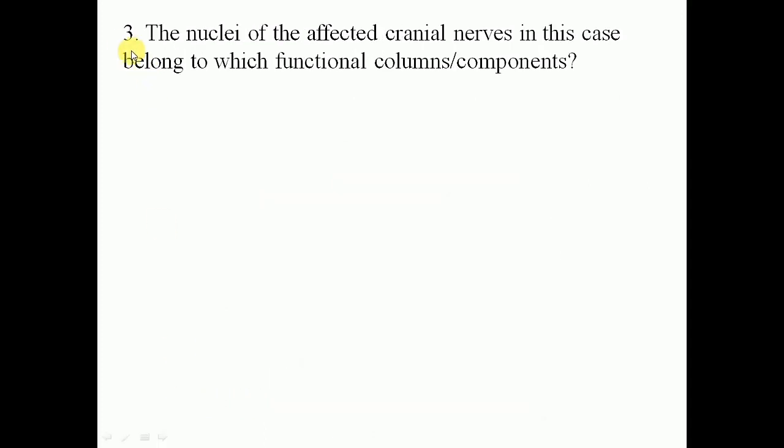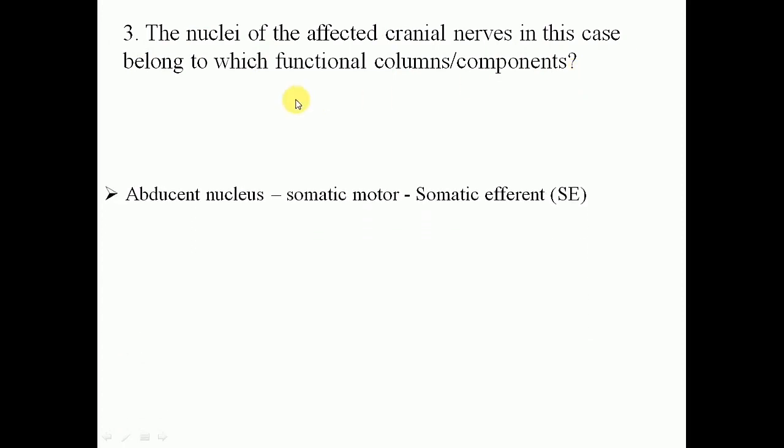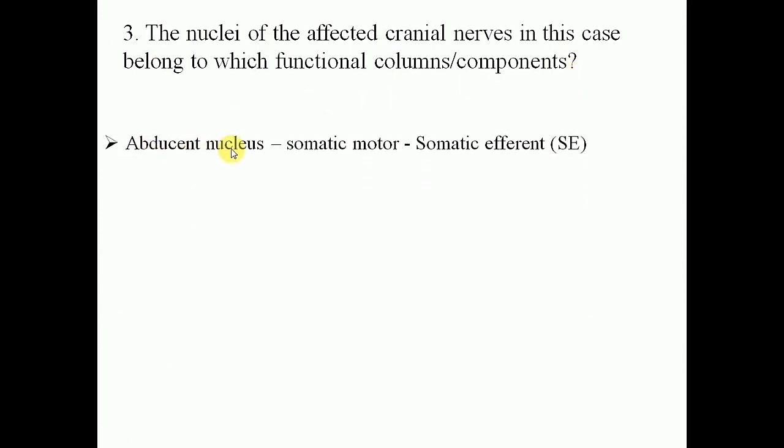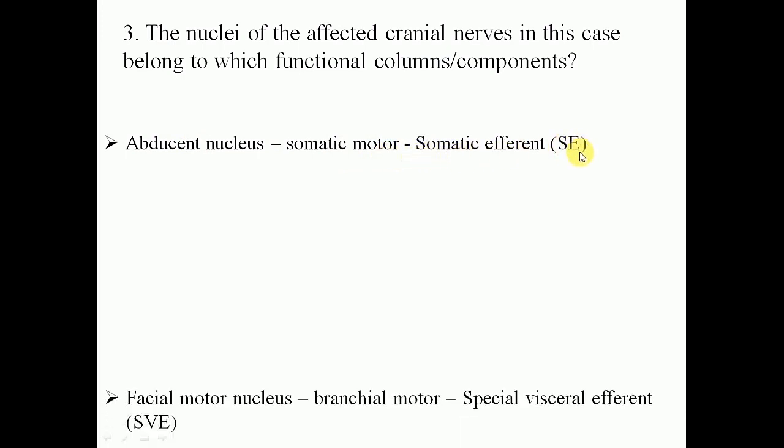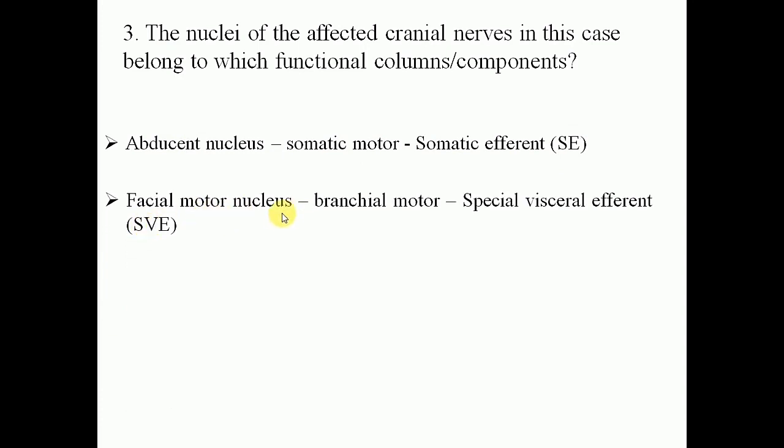Question 3, the nuclei of the affected cranial nerves in this case belong to which functional columns or components? So the abducent nerve and related is the abducent nucleus, which is a somatic motor nucleus belonging to the somatic efferent column, whereas the facial motor nucleus is a branchial motor nucleus belonging to the special visceral efferent, that is SVE column.